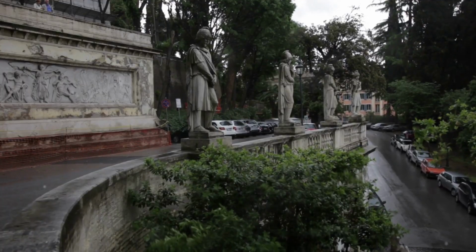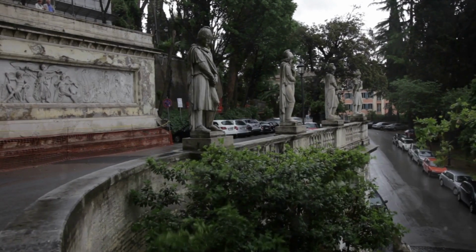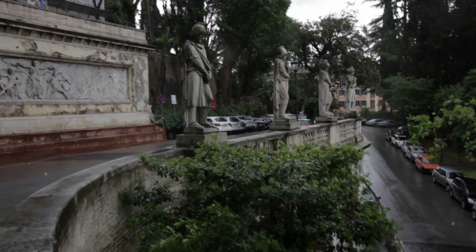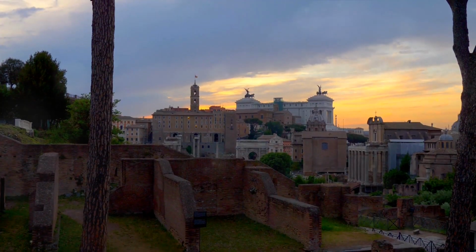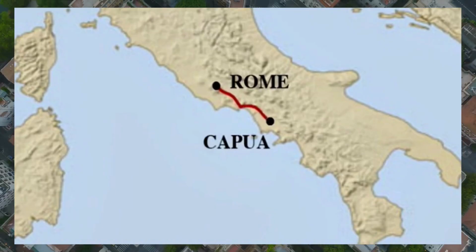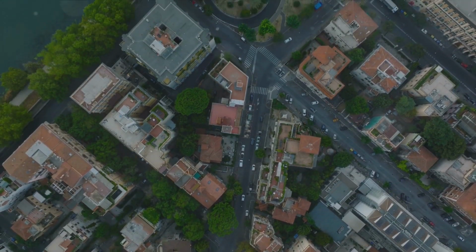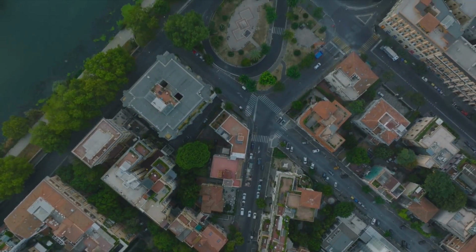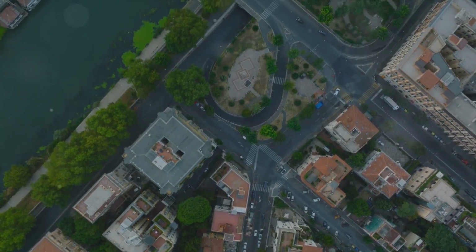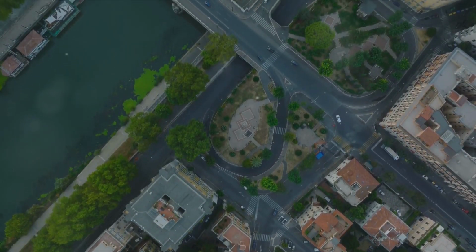His vision was to create a road that was not only functional but also symbolized the might and power of Rome. And indeed, the Appian Way did just that. It stretched from Rome to Capua, covering a distance of approximately 132 miles, and it was a marvel of engineering, a testament to the ingenuity of the Romans.